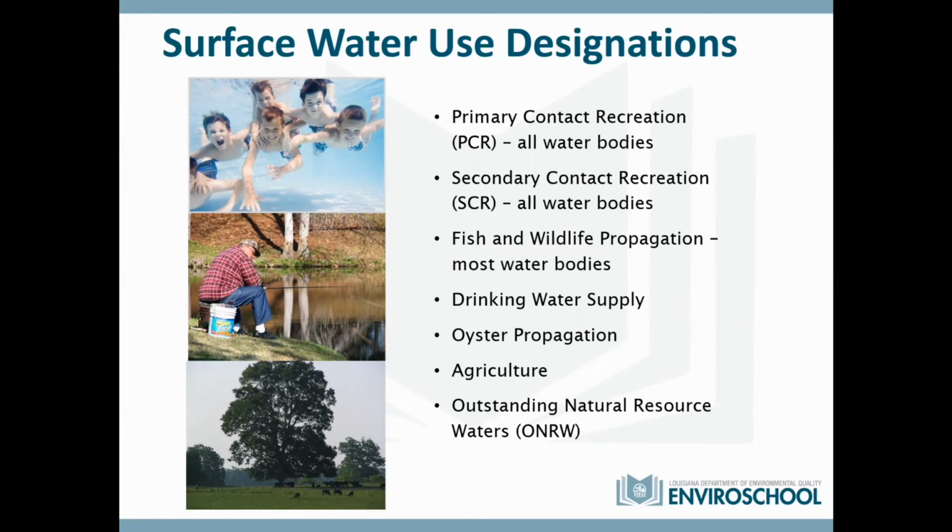There is drinking water supply. Some water bodies are supplies for public water systems, like Bayou Lafourche, Toledo Bend, Caddo Lake, Cross Lake. Some water bodies have oyster propagation going on in them. Some are used for agriculture. Some are outstanding natural resource waters. Think about the prettiest waterway you've ever been to, canoed, kayaked, or fished down. That's what we're talking about with outstanding natural resource waters.